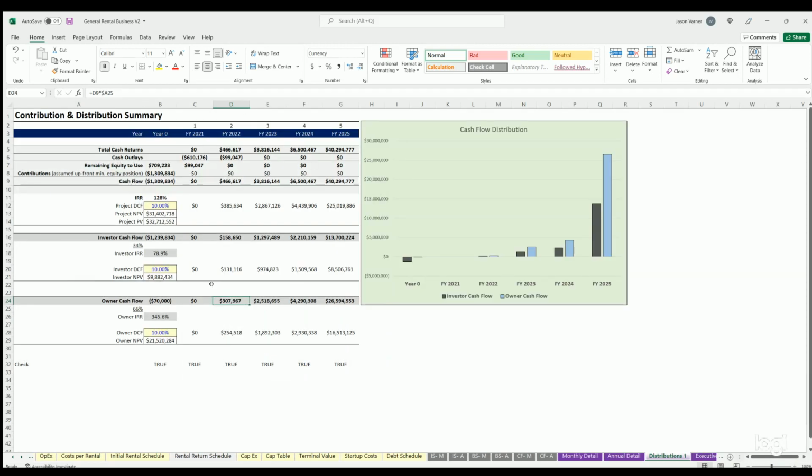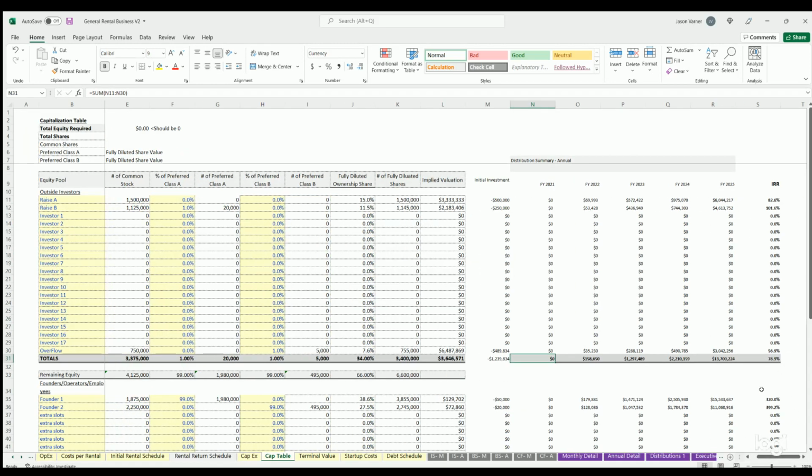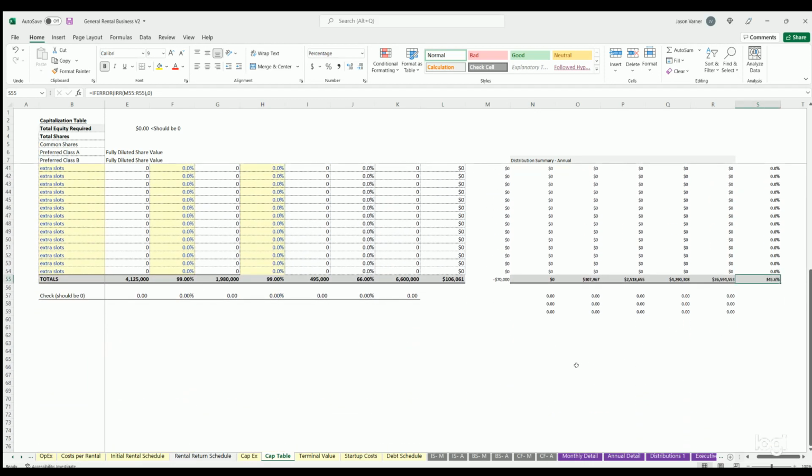Distributions, this is discounted cash flow analysis for the investor and owner pools in aggregate, as well as the project. You can see the IRR, net present value, based on a discount rate. And these aggregate totals will match the cap table totals as well. You can see 78.9, 345.6. This is 78.9, 345.6.